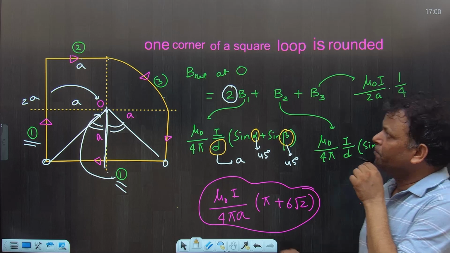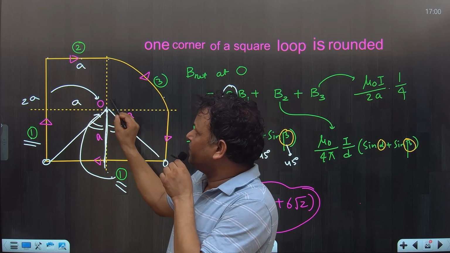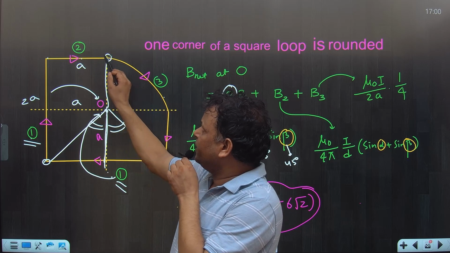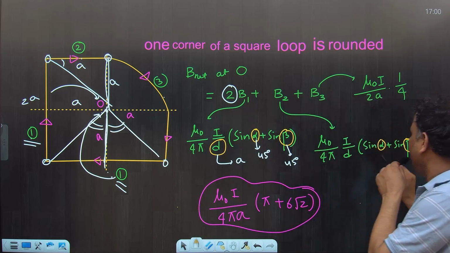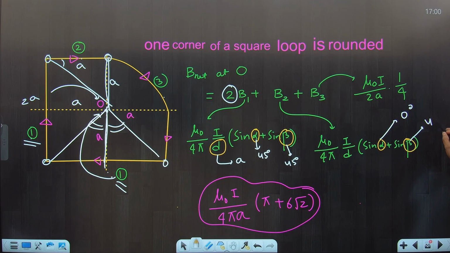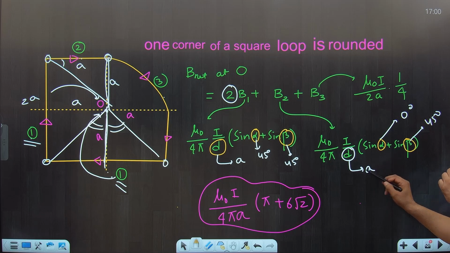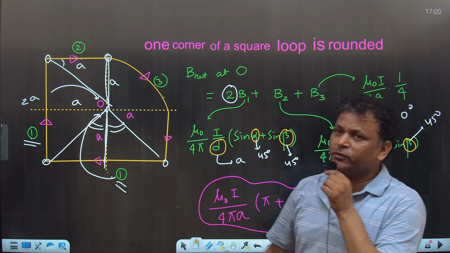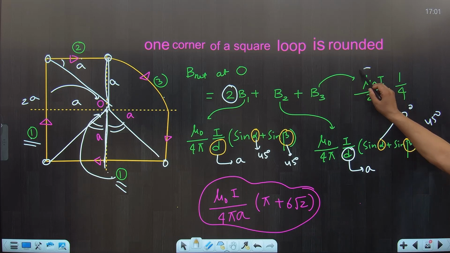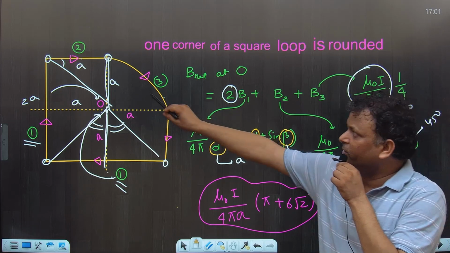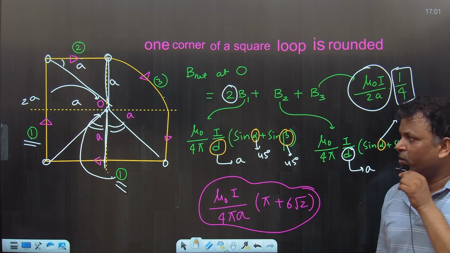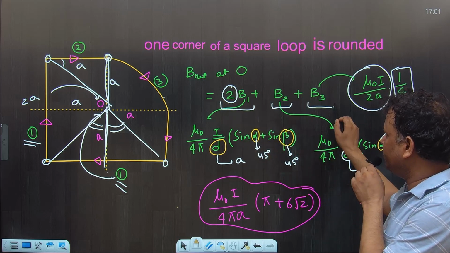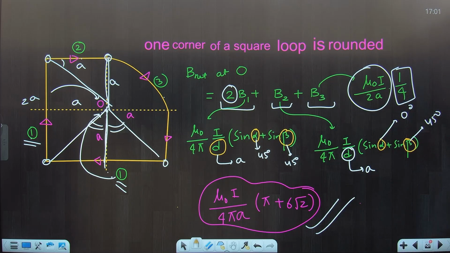What about B2? B2 is this one. So you draw perpendicular from here. This is A. This end is making angle 0 with this, and this end is making angle 45 degree with this. So alpha will be 0, beta will be 45 degree, and D is A. What about B3? This is quarter circle, 1/4 of the circle, right? So magnetic field due to a complete circle is this much, and this is quarter circle, 1/4. So you just multiply it by 1/4. I will suggest you to pause the video and calculate 2B1 plus B2 plus B3 and you will get this answer. So please do it by yourself and then match the answer.